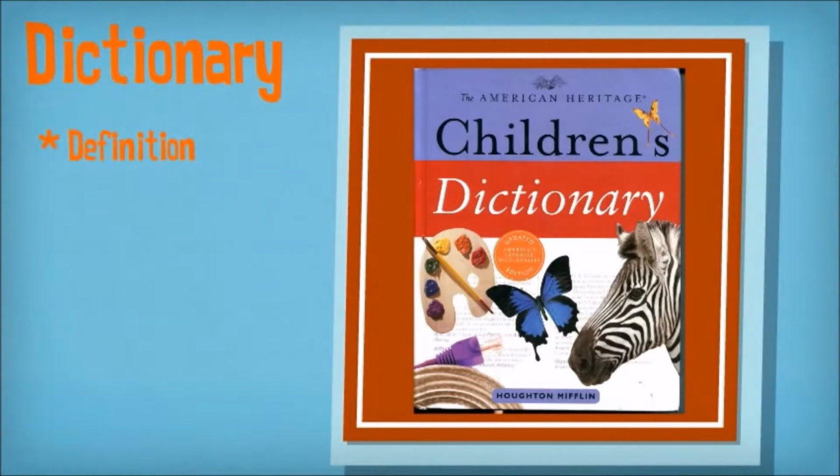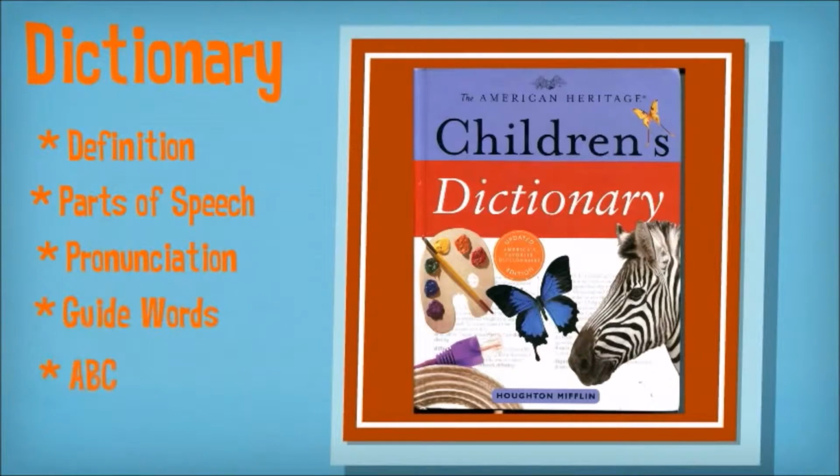The main point of the dictionary is to find a definition or the meaning of a word. It also tells you the parts of speech, pronunciation or how to pronounce the words. They have guide words and they're in alphabetical order.